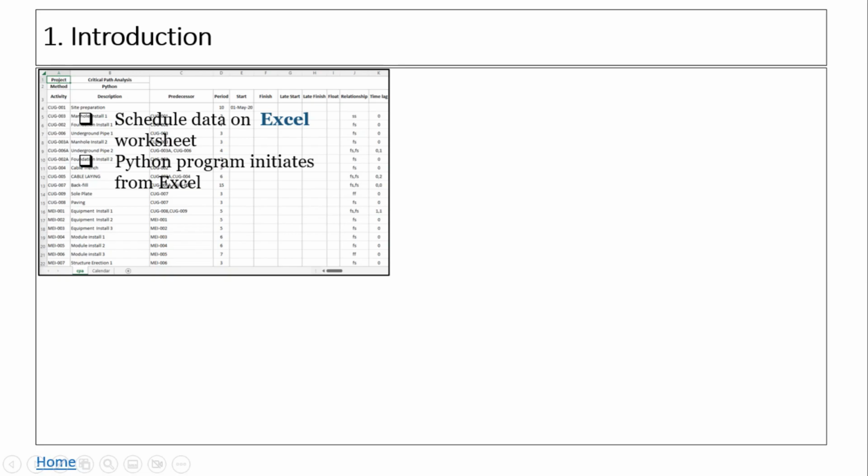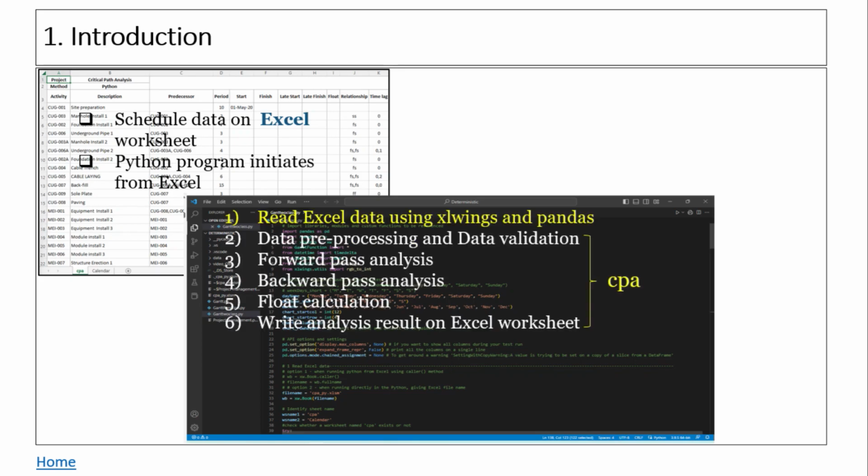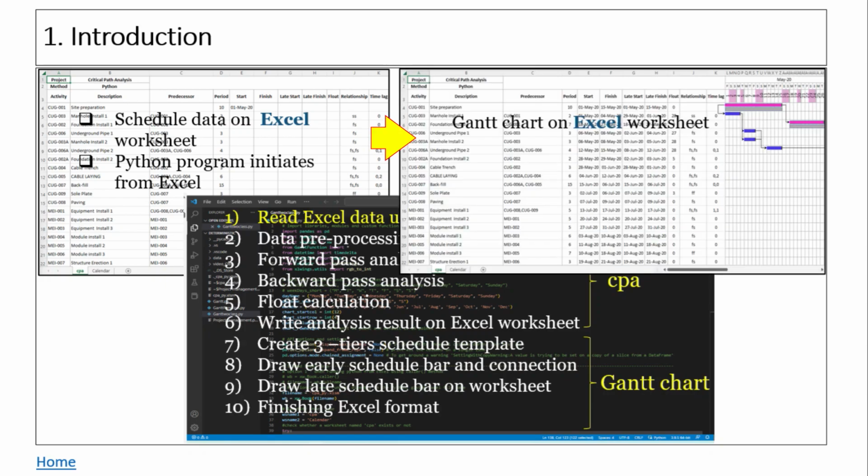Firstly, scheduled data are populated on an Excel worksheet. The Python program is run from Excel. Secondly, the Python program starts by reading scheduled data, performs critical path analysis, and creates schedule bars and connectors. Finally, the Gantt chart is viewed along with the critical path analysis result on the same Excel worksheet.